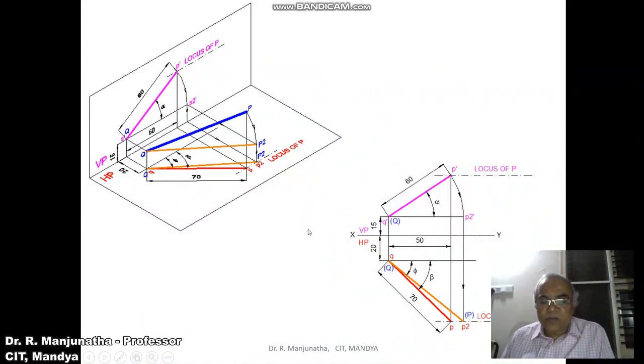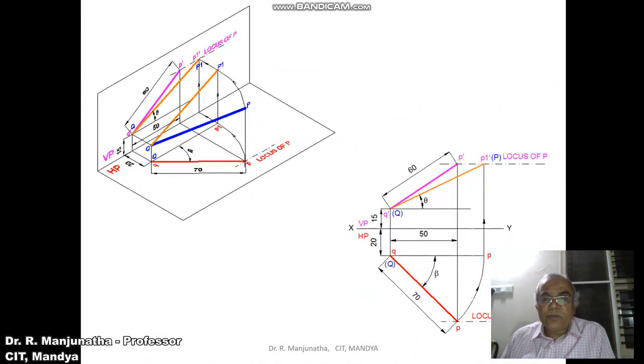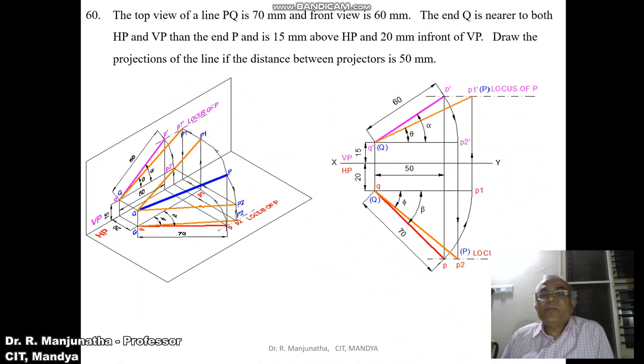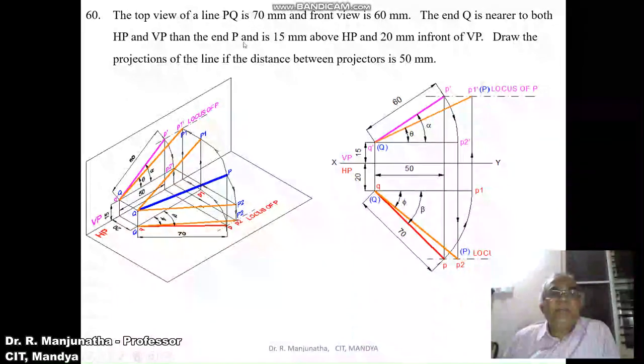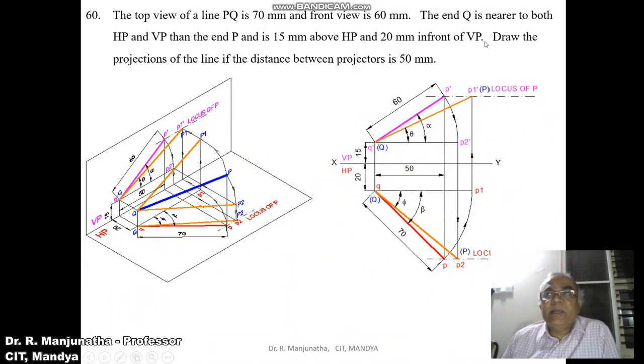Now, the orthographic view. Now we are going to solve this by using the sketchbook. To do that, first we will draw the XY line and mark XY, VP and HP. The end Q is nearer to both HP and VP than the end P, and is 15 mm above HP and 20 mm in front of VP.